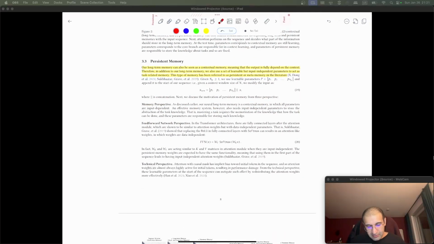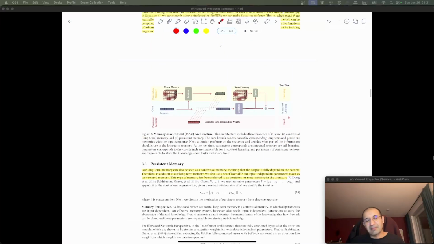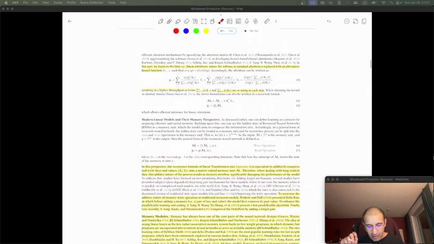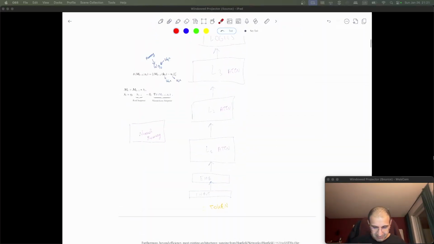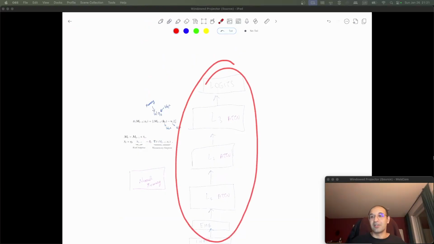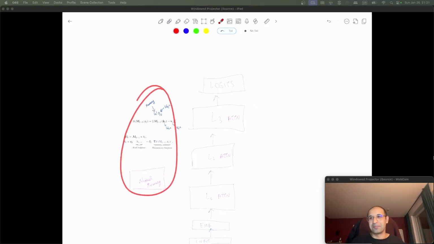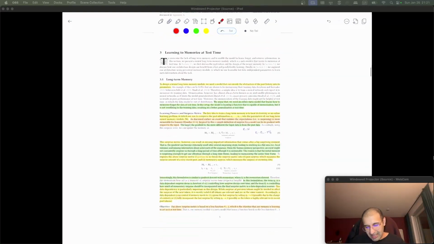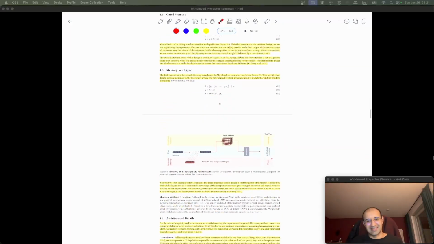We didn't talk about persistent memory, but the persistent memory are just tokens that are prepended to the input, and they don't belong to the neural memory. They belong to the outer loop, as they call it here. The outer loop is just this model here, and this is the inner loop. But the system can work without persistent tokens.